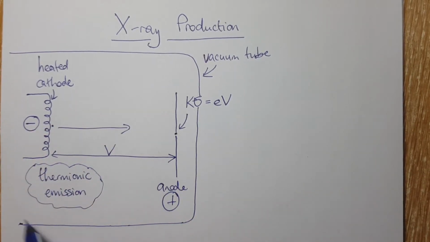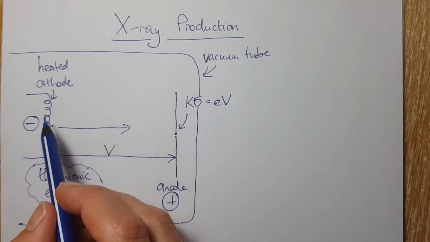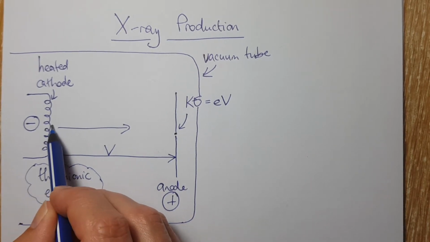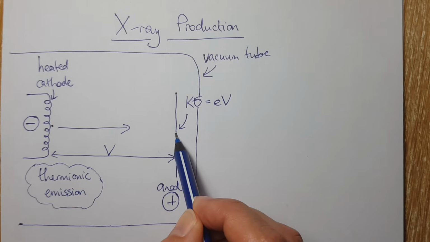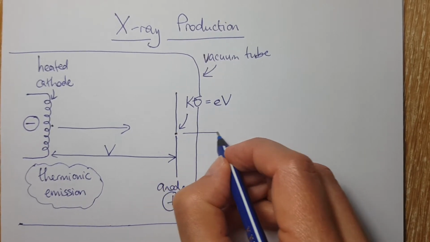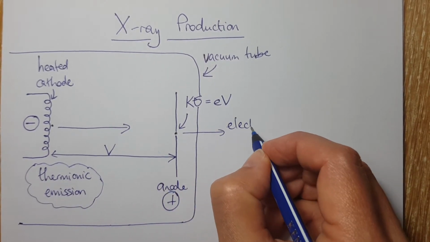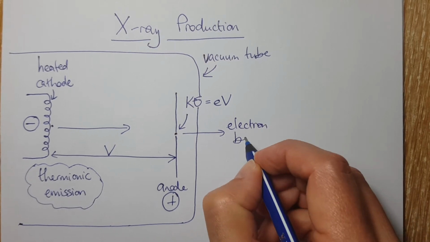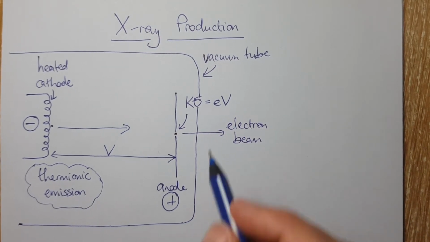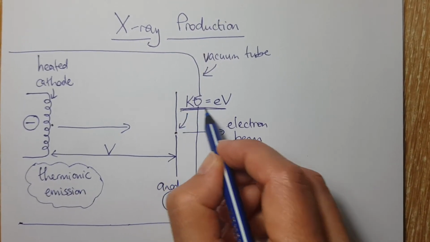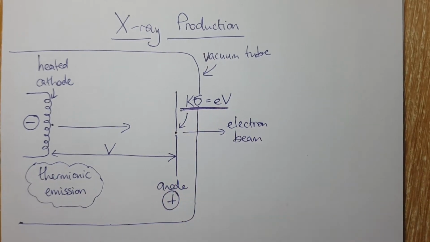All right, this is the electron gun part. So this is how we get electrons emitted and then we speed them up so that they then come out here as an electron beam. And remember, the energy of the electron beam is given by this formula.